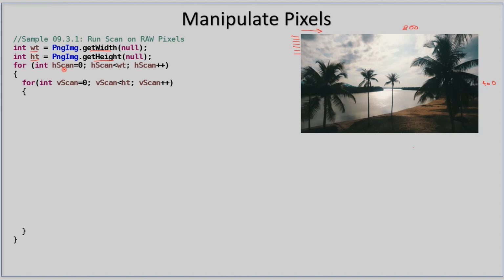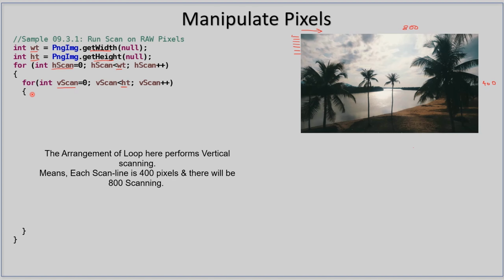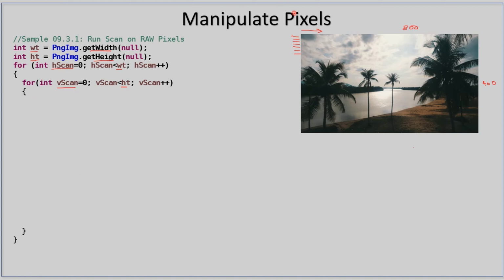Next, if you see, this is the horizontal scan and the inner loop is the vertical scan, and the scan lines are formed based on the pixel width and height. That means inside this inner loop we will be getting one pixel, and when both loops end, we have read all the pixels. We start from here and towards the end we will read the last pixel.